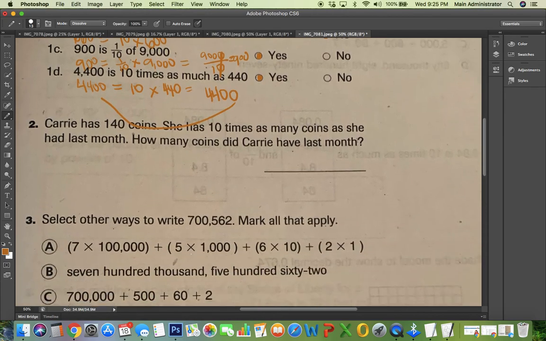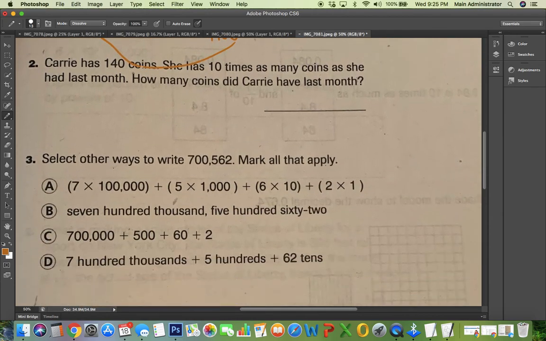Let's take a look at number 2. Carrie has 140 coins. She has 10 times as many coins as she had last month. How many coins did Carrie have last month? She has currently 140, and that number is 10 times as much as what she had last month. This is my equation. How many coins did she have last month?